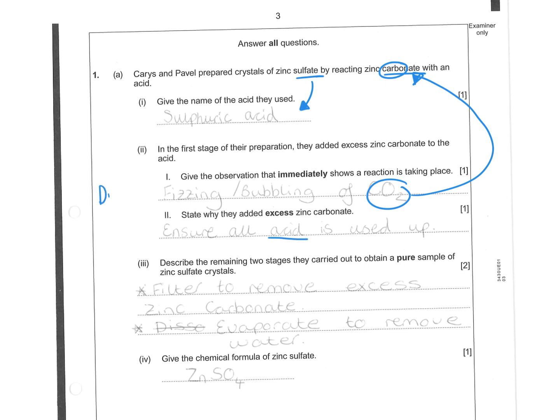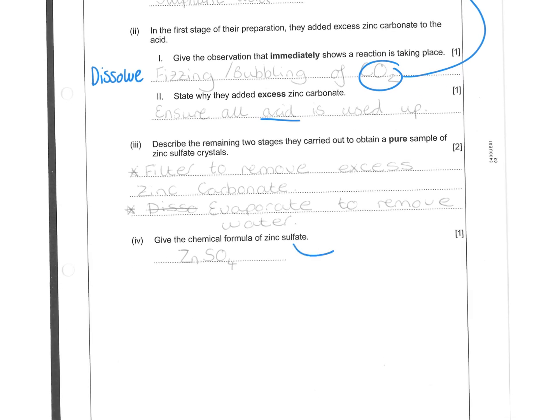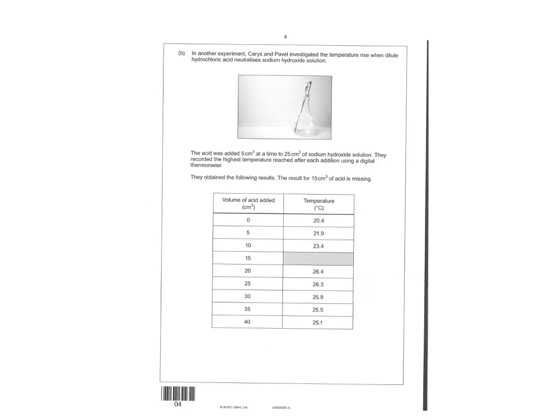So this is the dissolve step. And then we've got the filter to remove excess zinc carbonate, and then the evaporate to remove water. Give the chemical formula of zinc sulfate. Remember, that is in your table of ions, which is on the back page. Zinc is 2+, SO4 is 2-, so they balance out.